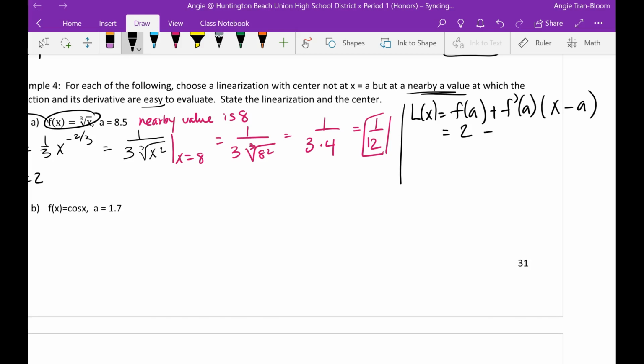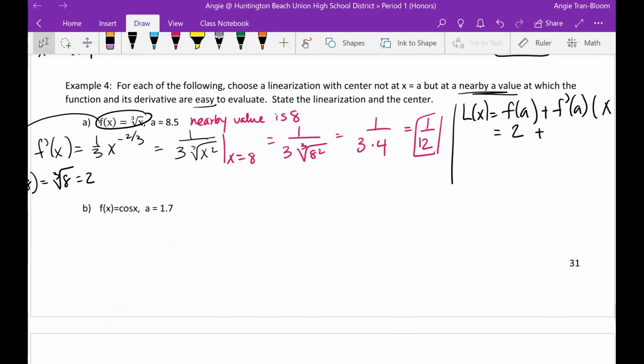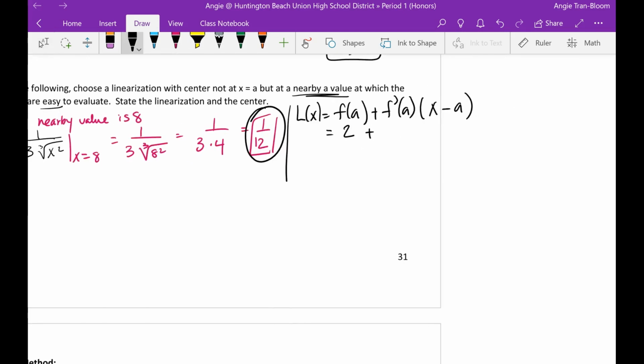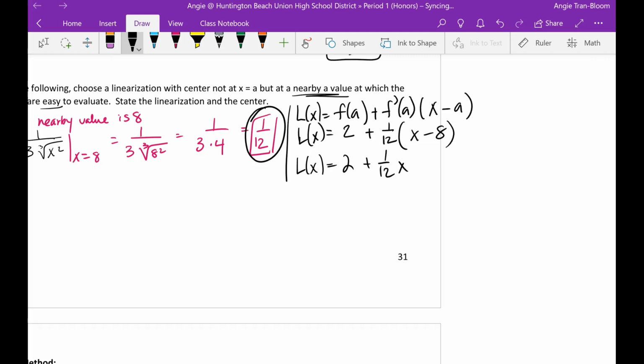Then plus f prime at 8, which I already found, right here, 1/12. Then I need to go x minus 8. So 8 is the nearby value that I have chosen. So let's make this prettier than what it is right now. To distribute, that's going to be 1/12 x. When I distribute, that's negative 8/12. Simplify that, dividing top and bottom by 4, so that's going to be negative 2/3. Combine 2 and negative 2/3. So my answer is going to be 1/12 x.